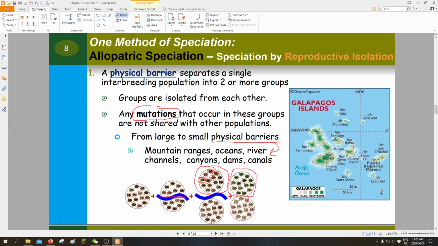Now, why did I include a picture of the Galapagos Islands? Well, that's going to be a part of a test question later on, but you might want to think about some of the things that we said on this page: isolated from one another, physical barriers, examples of physical barriers. Why would the Galapagos Islands and Darwin's finches relate to that? Let's take a look at the next one.